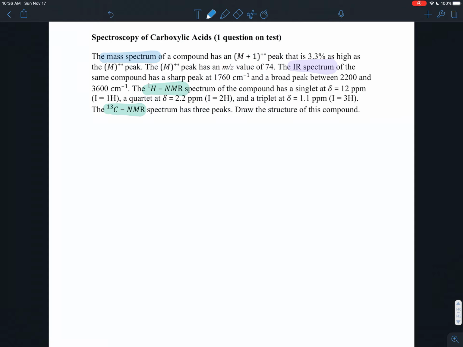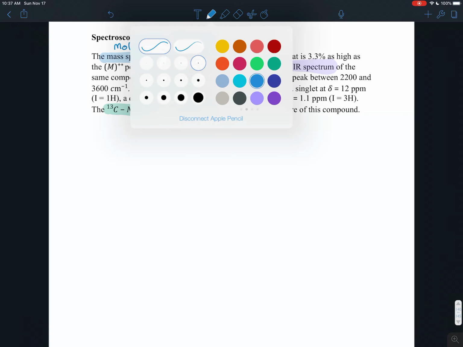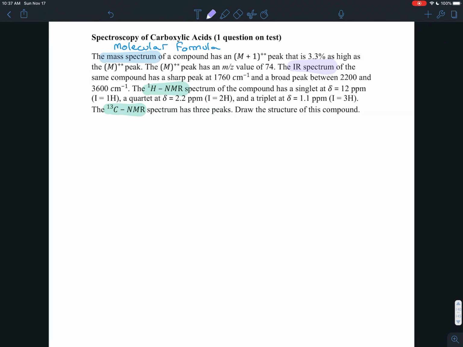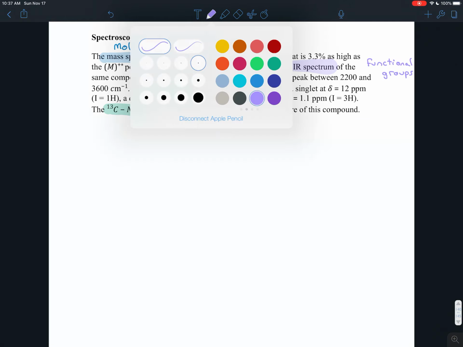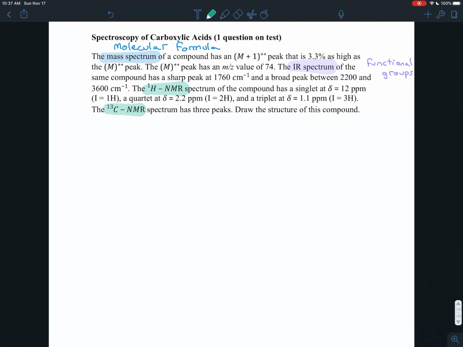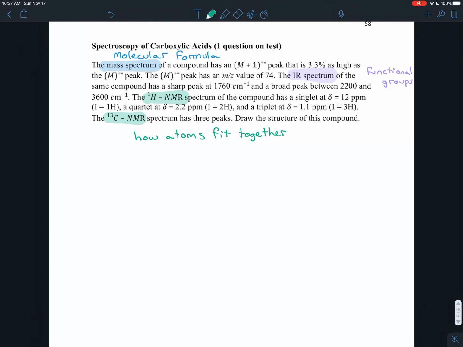The mass spectrum tells us the molecular formula, or at least lets us come up with a plausible molecular formula. We can validate that molecular formula by using the other two types of spectroscopy. The IR spectrum tells us about the functional groups, so ketones, aldehydes, carboxylic acids, alcohols, amines. And the NMR spectroscopy tells us how atoms fit together based on the electronic environment that they are in.